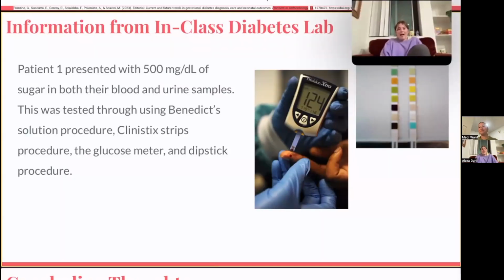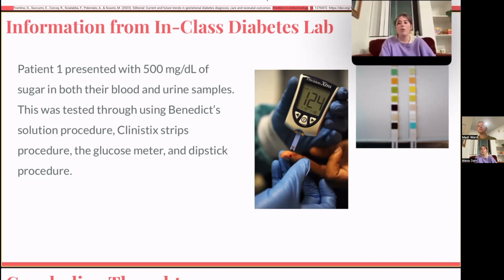In lab on Monday, we ran multiple tests on blood and urine samples in order to detect the presence of sugar in both samples. We were assigned patient 1, which presented with a glucose level of 500 milligrams in both their urine and their blood samples. We tested these through Benedict's solution procedure, Clinitest strips procedure, the glucose meter, as well as the dipstick procedure.